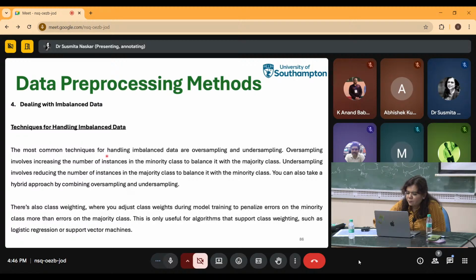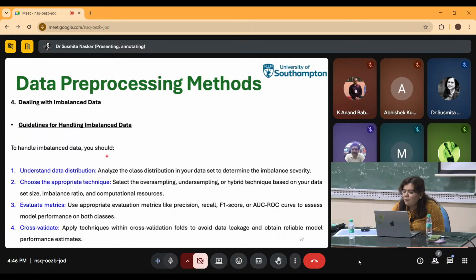Now if you look into the impact of imbalanced data and the methods to address it, there are key points on how to do that. First is to understand the data distribution: what distribution the data is following, the class distribution in your data set, and how severe the imbalance is. That's very important because it will help us decide whether a technique is suitable or not. Another is to choose the appropriate technique.